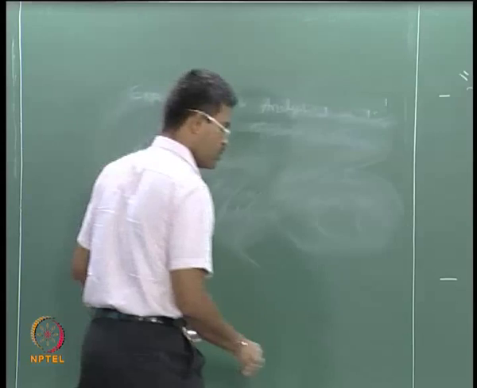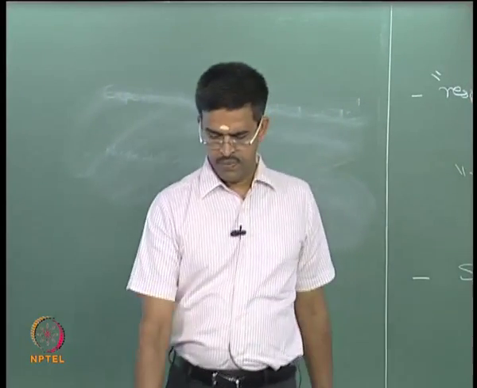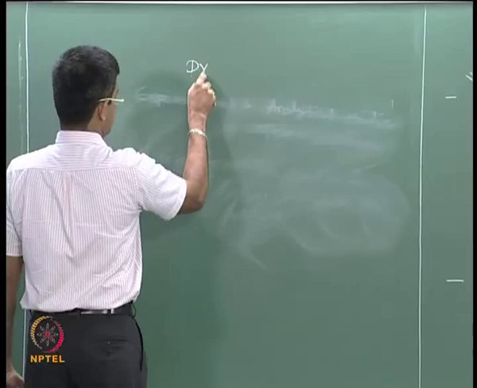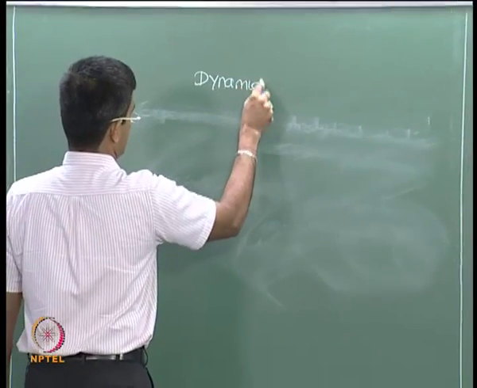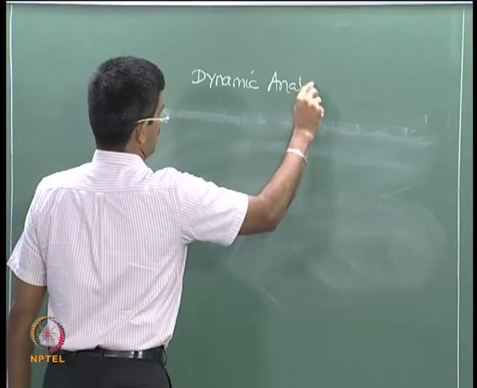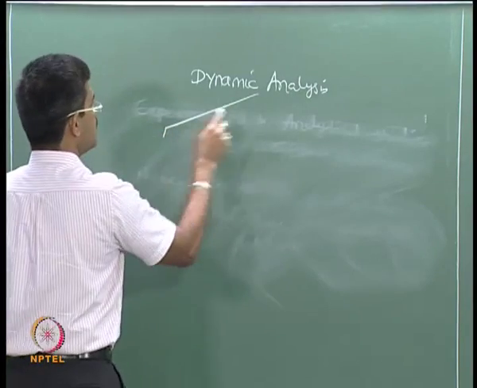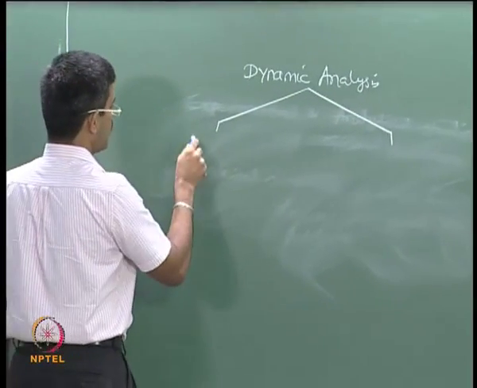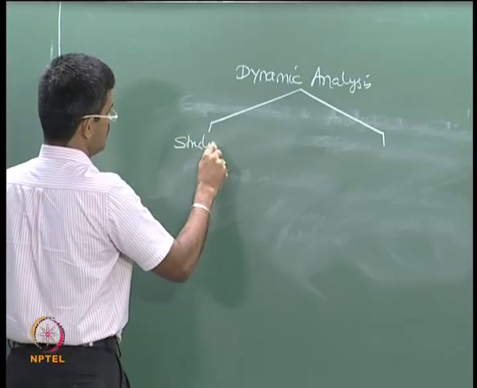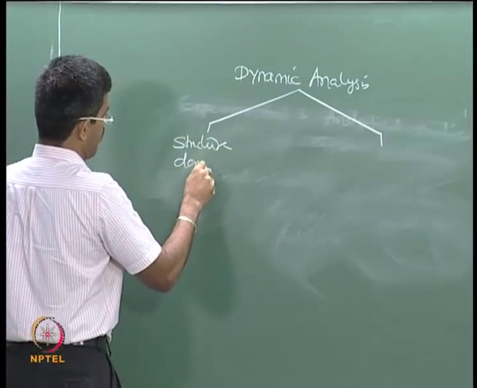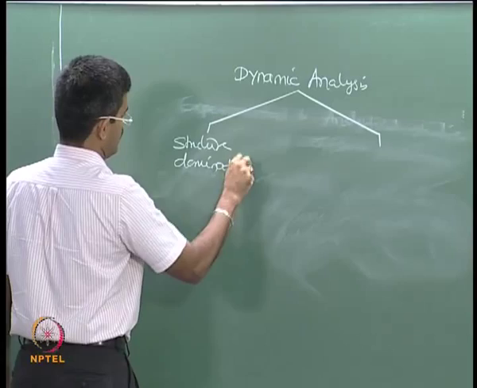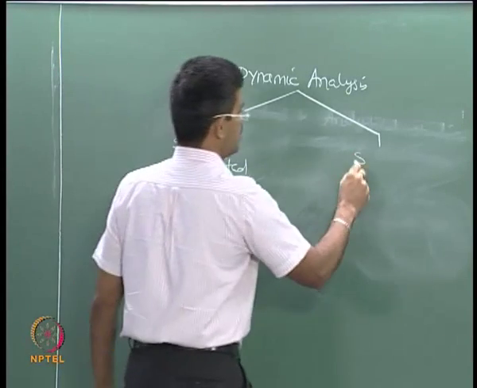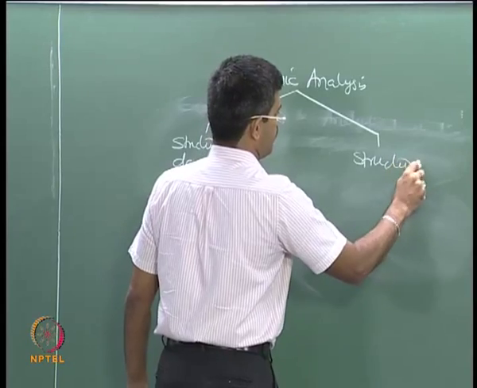So, when we talk about dynamic analysis, it talks about two kinds of structures. One is structure dominated by form, the other is structure dominated by function.